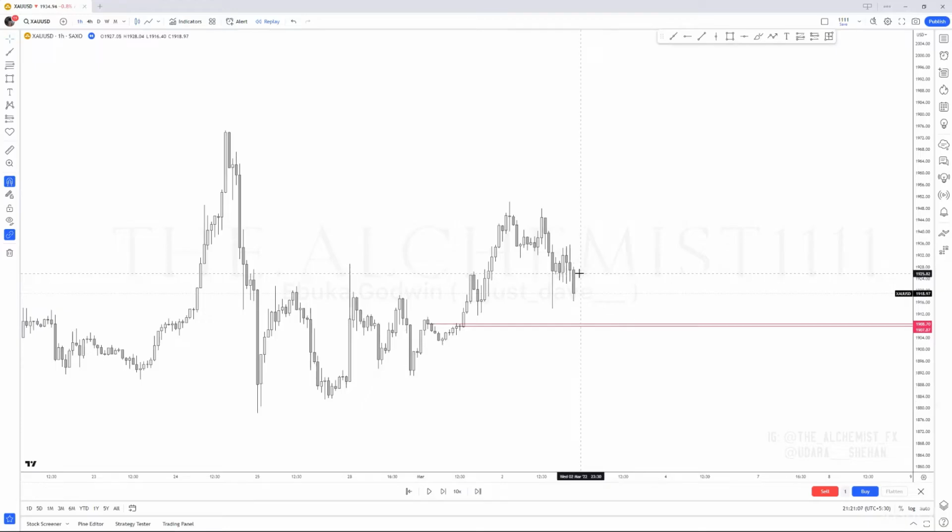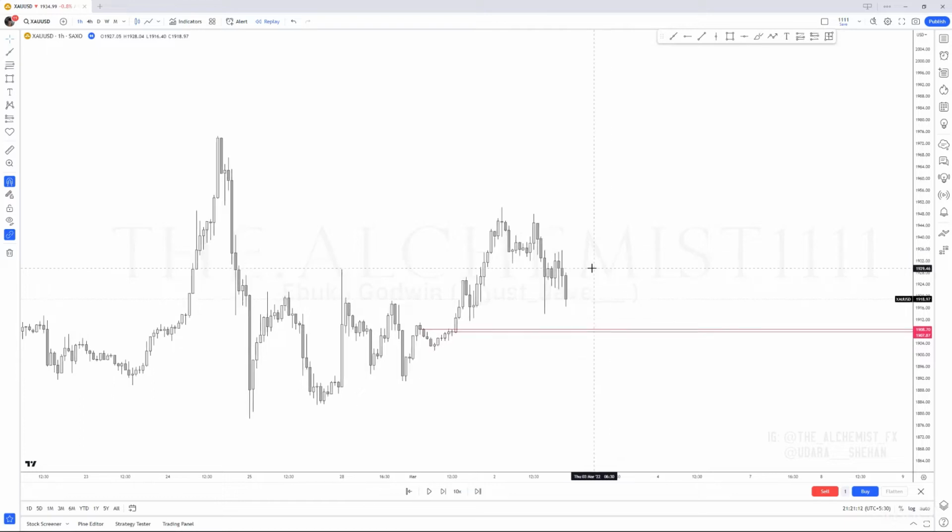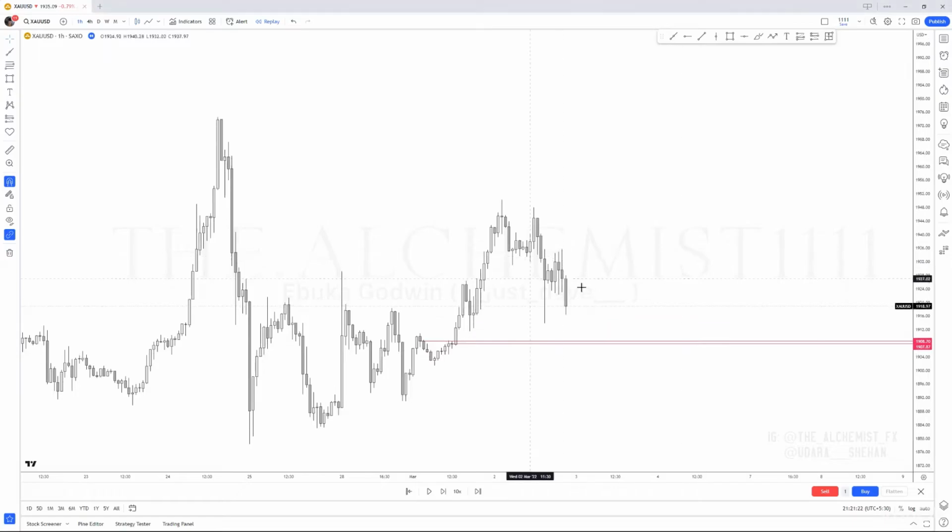Now I'll show you the best setup that I trade. That is this H4 rejecting, H1 breaking setup. If you understand your higher time frame directions and everything, this is the perfect setup. I'll show you because this setup has a very high win rate.